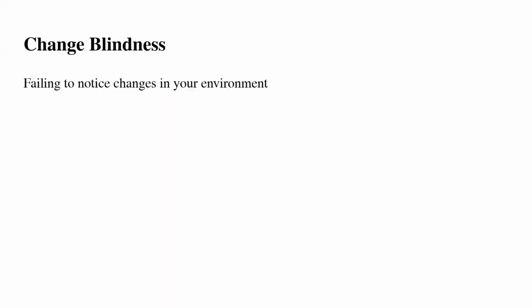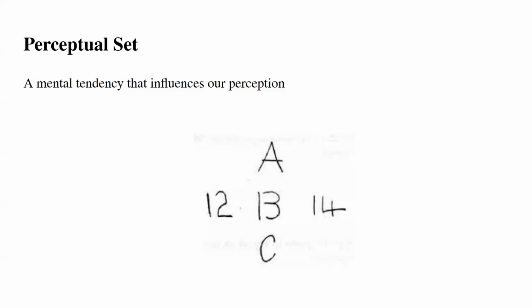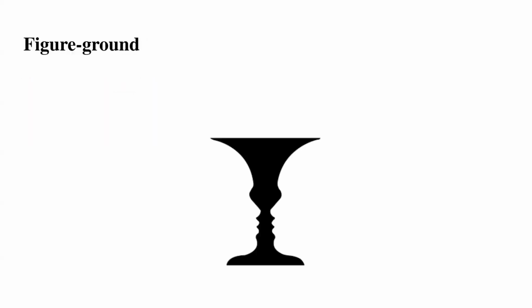Change blindness is failing to notice changes in your environment. Perception is how we understand information from our surroundings. Perceptual set is a mental tendency that influences our perception. Gestalt psychology is how we naturally look for patterns in what we see. Figure ground is differentiating the main object from the background.